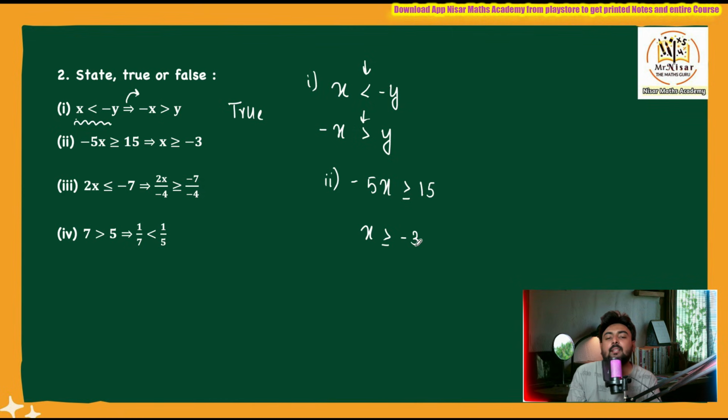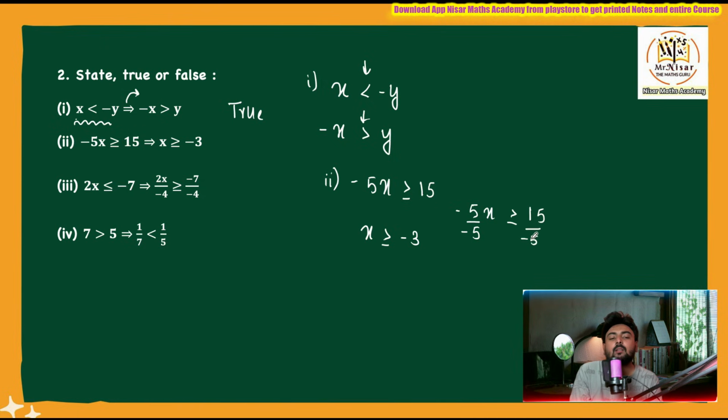How will you get x and minus 3? When you divide both sides by minus 5. So if I divide both sides by minus 5, come on, tell me, what happens when you divide both sides by a negative number? The sign of inequality has to be changed. So is there any change in the sign of inequality in the solution? See, no, the sign is the same.